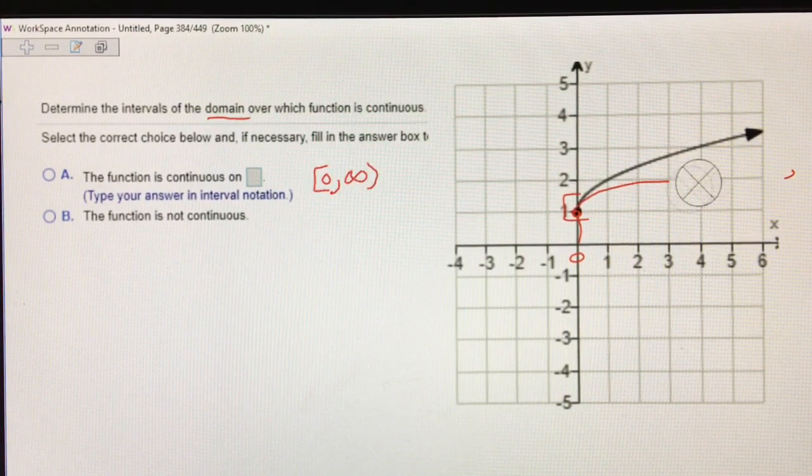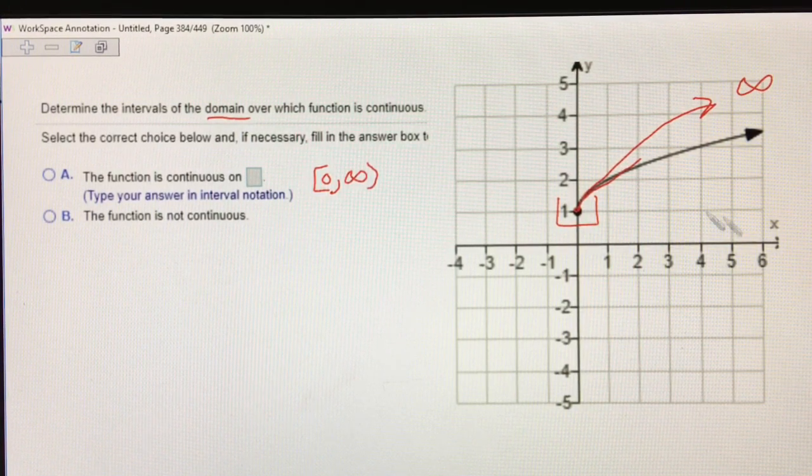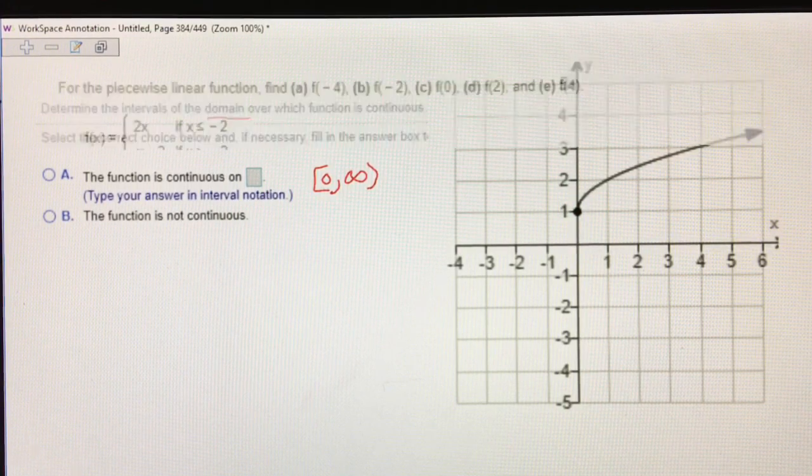People ask about the 1. That 1 would be the range. The range starts at the 1 value, the y value, and that 1 goes up to positive infinity if it were asking for the range. But it is not. It is only asking for the domain.